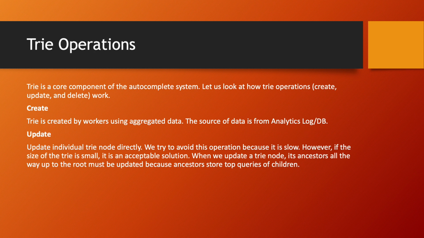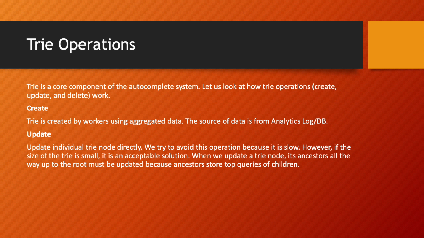The trie is a core component of the autocomplete system. Now let's look at how the trie operations create, delete, and update work. Create. The trie is created by workers using aggregated data. The source of data is the analytics log or DB. It could also be through some streaming services. Update. Update the individual trie node directly. We try to avoid this operation because it is slow. However, if the size of the trie is small, it is an acceptable solution.